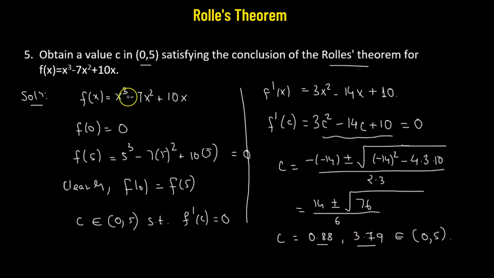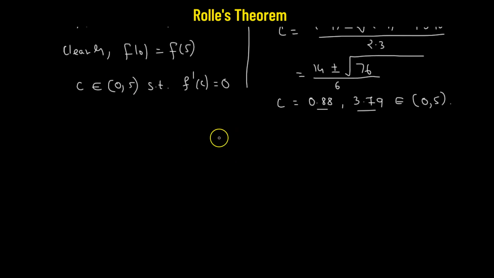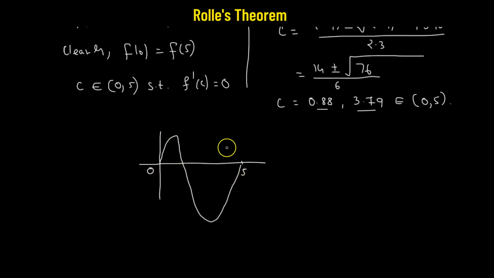If we sketch the graph of this particular function on the interval 0 and 5, this graph is going to have a certain shape. Here we have two values of c, one at 0.88 and the other at 3.79. At both of these points, if we draw a tangent line, it will be parallel to the x-axis, meaning its slope is simply 0. So this is how we can use Rolle's theorem to obtain two values of c.